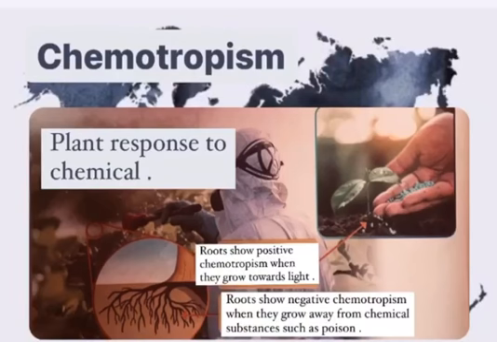Last but not least, chemotropism is the plant response to chemicals. Roots show positive chemotropism when they grow towards chemicals. Roots show negative chemotropism when they grow away from chemical substances such as poison.